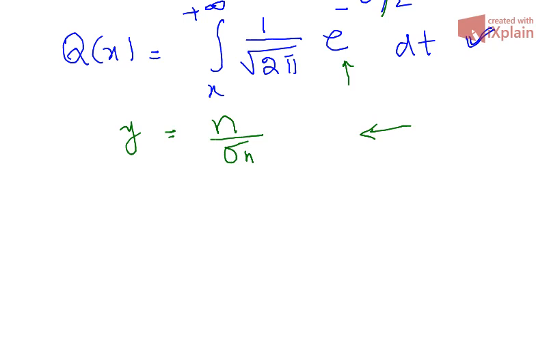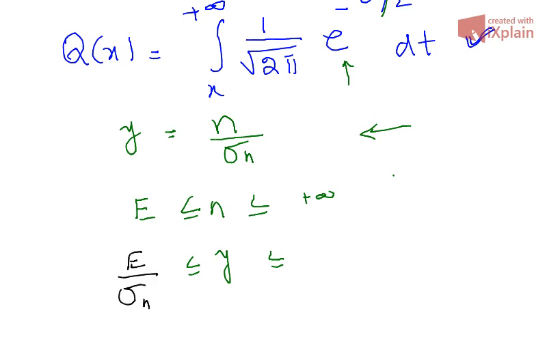Choosing this y means I have to change the limits as well. Now we have the limits for n. The limits of n are from e to plus infinity. So the limits of y would be, when n is e, y is equal to e over sigma n, right? When n is e, y is equal to e over sigma n.